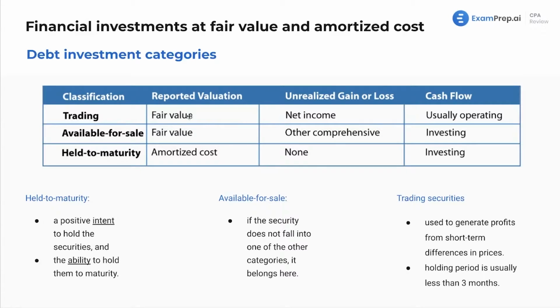So, oh, how do I value available for sale securities? Debt securities at fair value. Where do I report the unrealized gain or loss for trading? Oh, it's in net income. It really will be as simple as that. Let's talk about that a little bit more in depth.